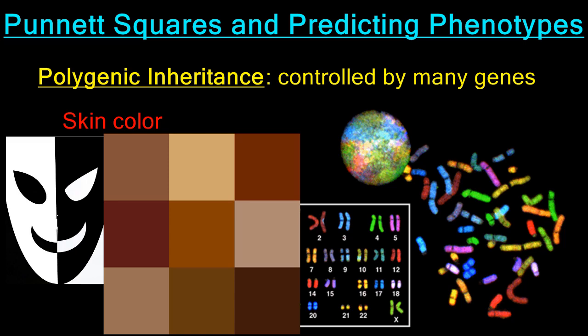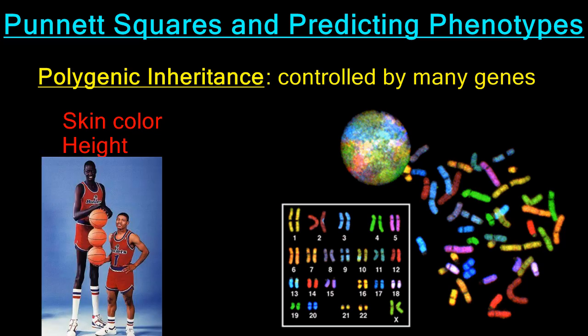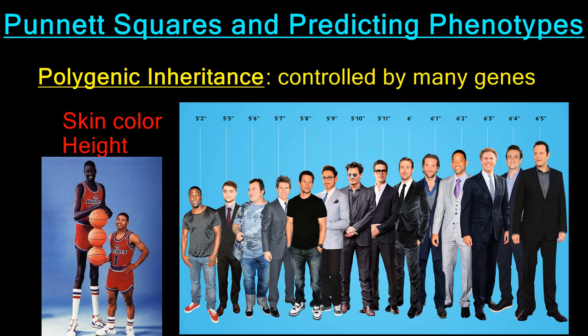This trait is determined by many genes, and the combination of alleles you receive from your parents give you your own unique skin color. Height is another polygenic trait. People aren't just tall or short. We come in a range of sizes that are determined by multiple genes. Can you think of another human trait that shows a range of phenotypes and therefore might be polygenic?